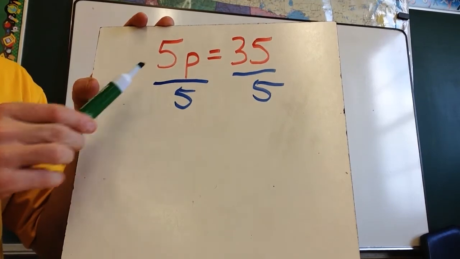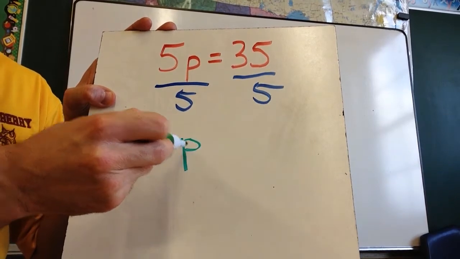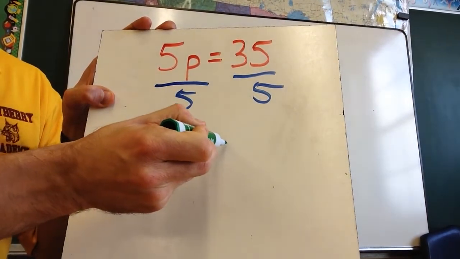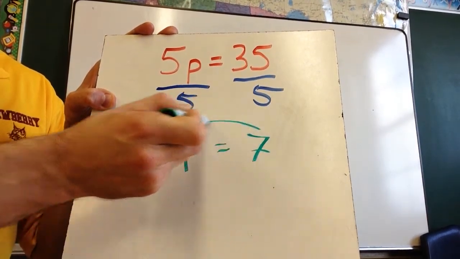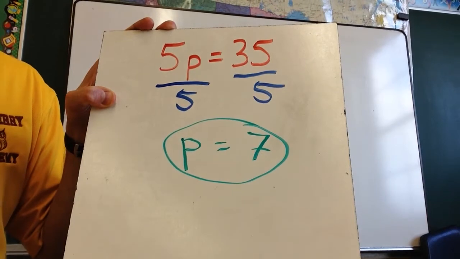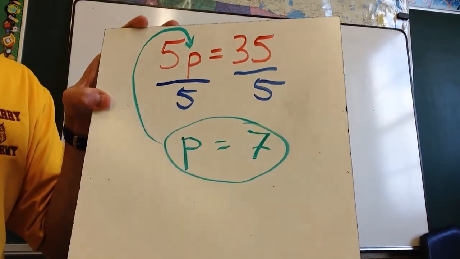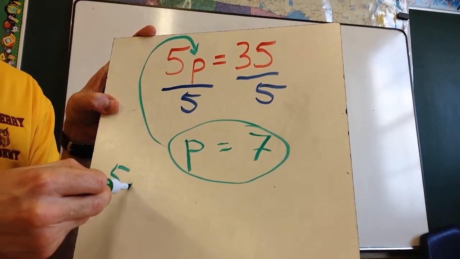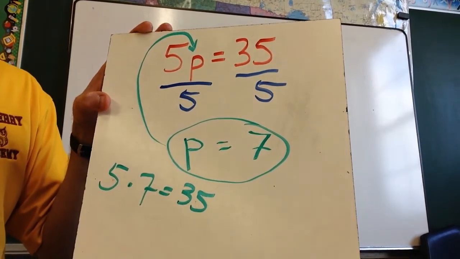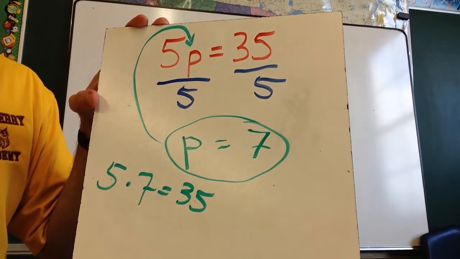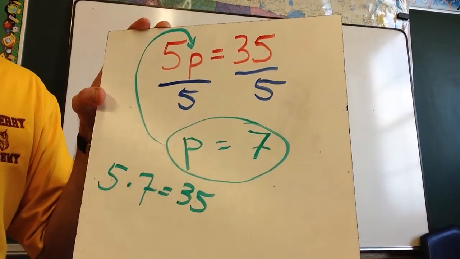Now, when I divide 5 by 5, I end up getting 1. So this equals 1p, or just p, equals 35 divided by 5, and this is 7. So the answer I got is p equals 7. Now again, I can substitute this number in for p and make sure that I'm correct, and so that means that 5 times 7 equals 35. If that statement is true, then I'm correct. If that statement is false, then I would be incorrect, and I would know that I need to go back and fix something.